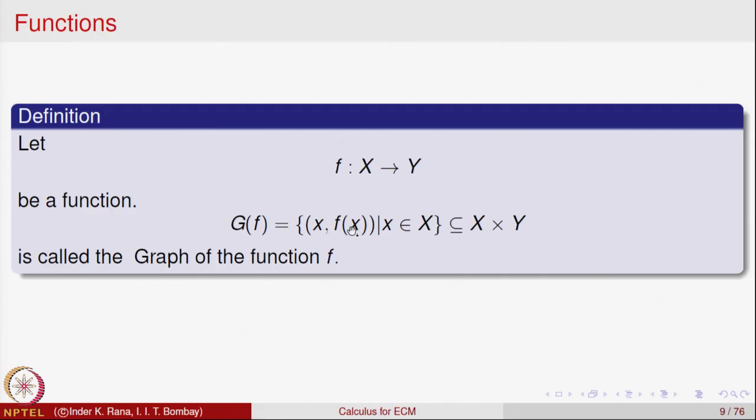So, (x, y) where y is equal to f of x. F is a function, so x will go to y, so f of x goes to y. F of x is equal to y. So, the graph is the set of all ordered pairs (x, f(x)), x belonging to X. So, it is a subset of X cross Y. So, the graph is a subset of X cross Y.